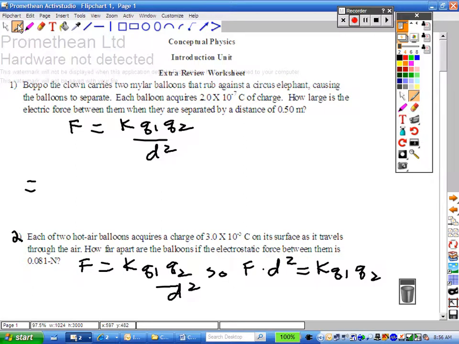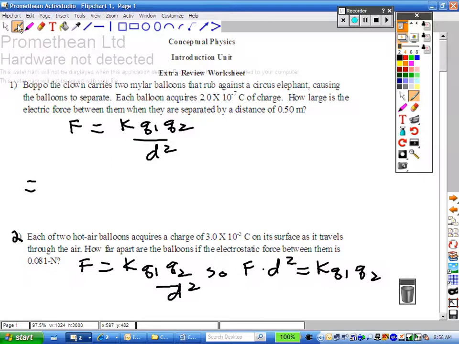Hey, conceptual physics students, how about figuring out how to solve all the problems on the extra review worksheet? Here is number 1 with Boppo the Clown, 2 Mylar balloons. The force between them obeys the formula kQ1Q2 over d squared.